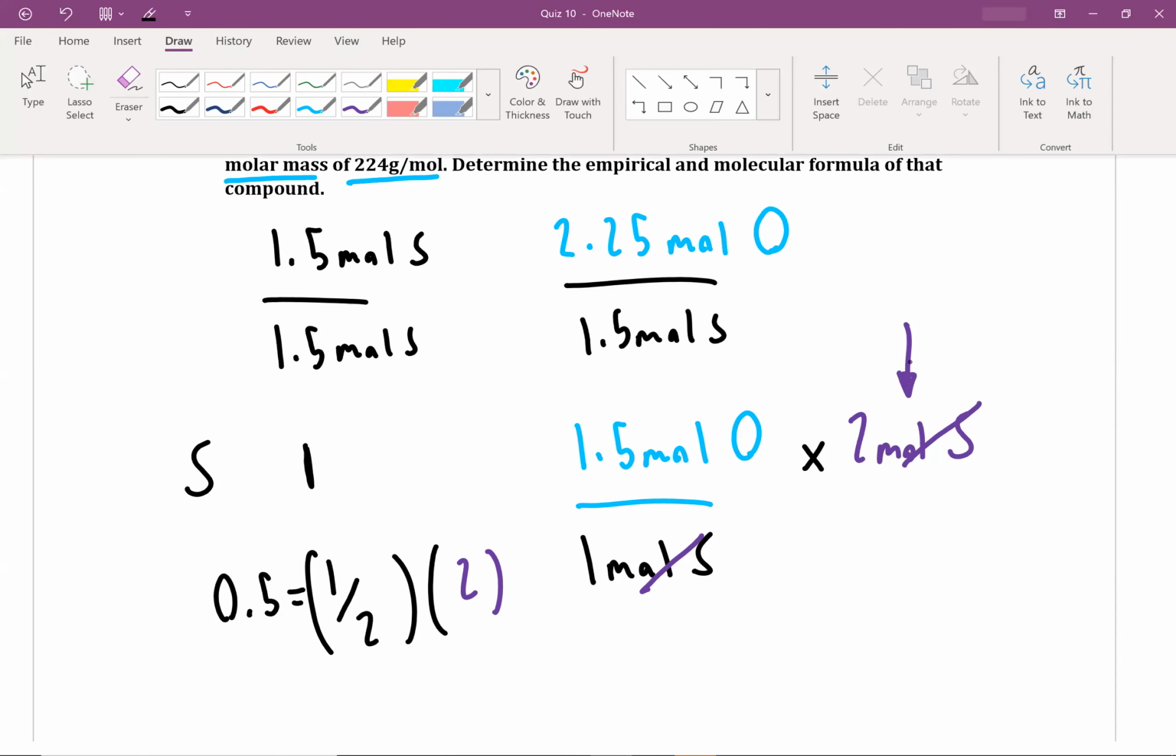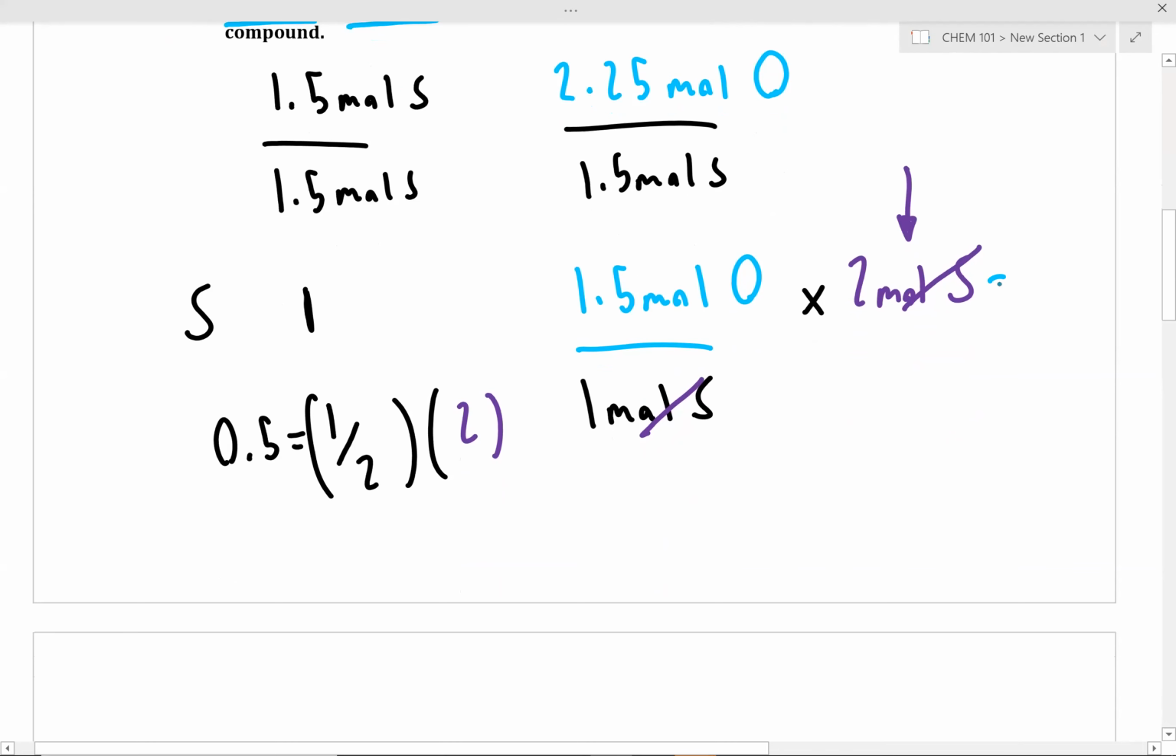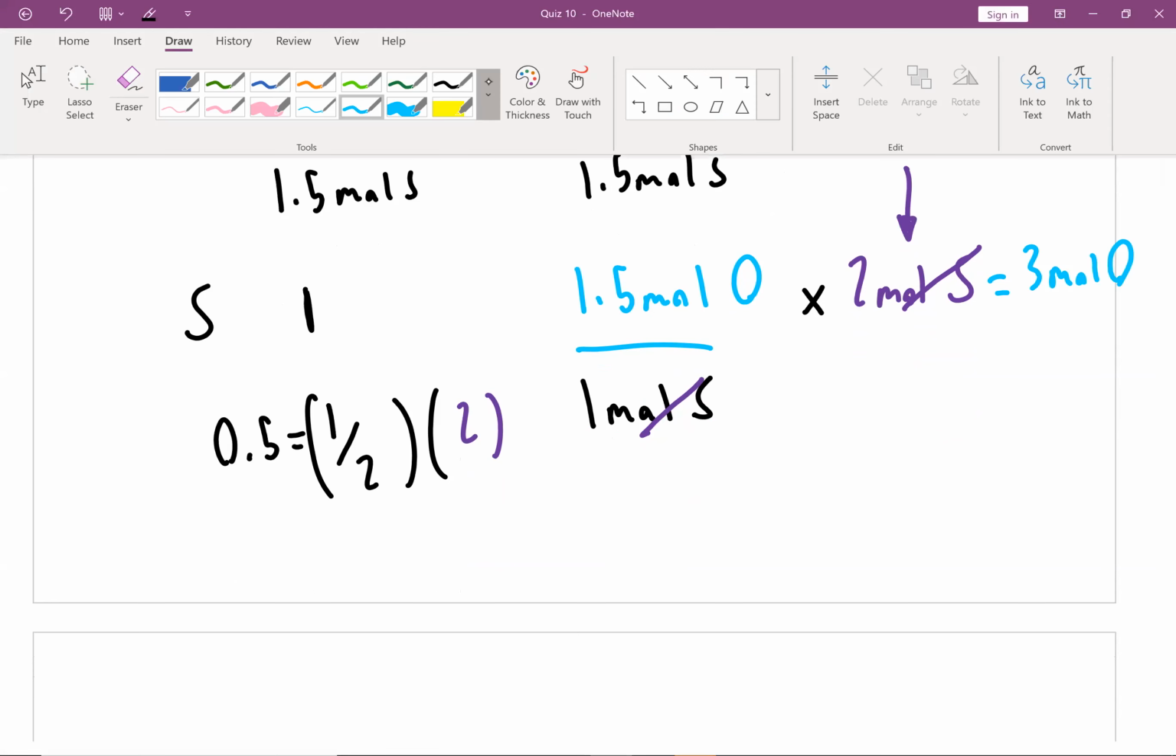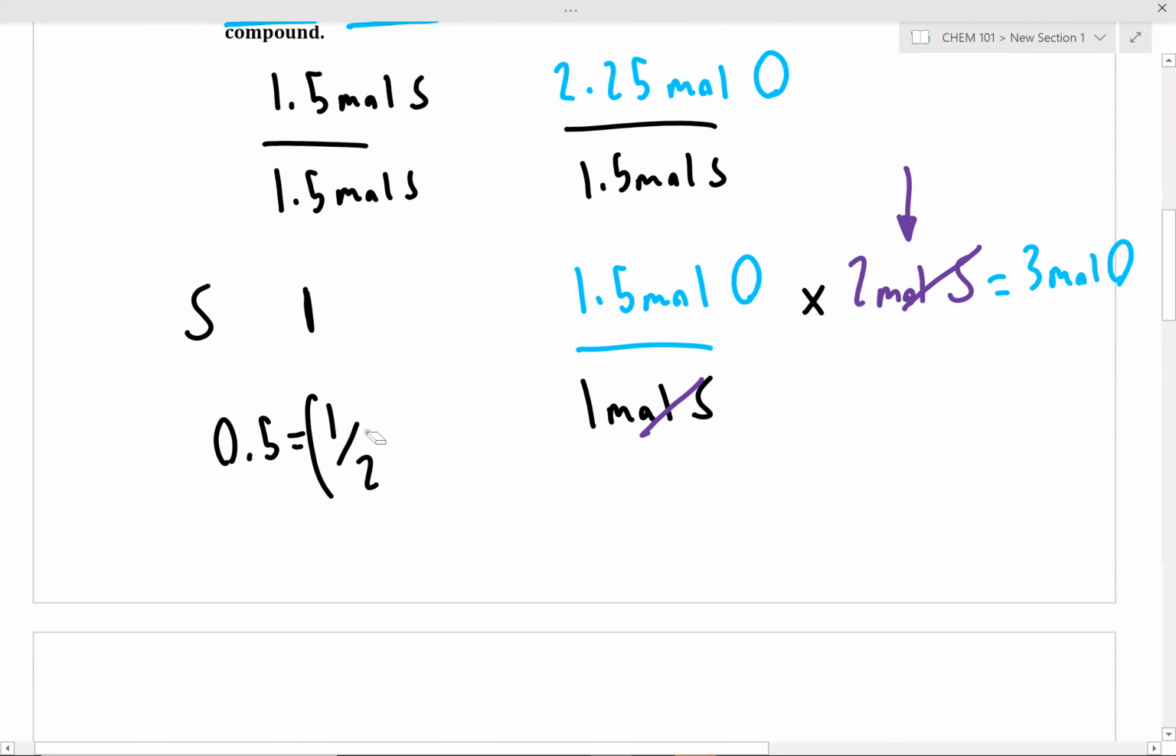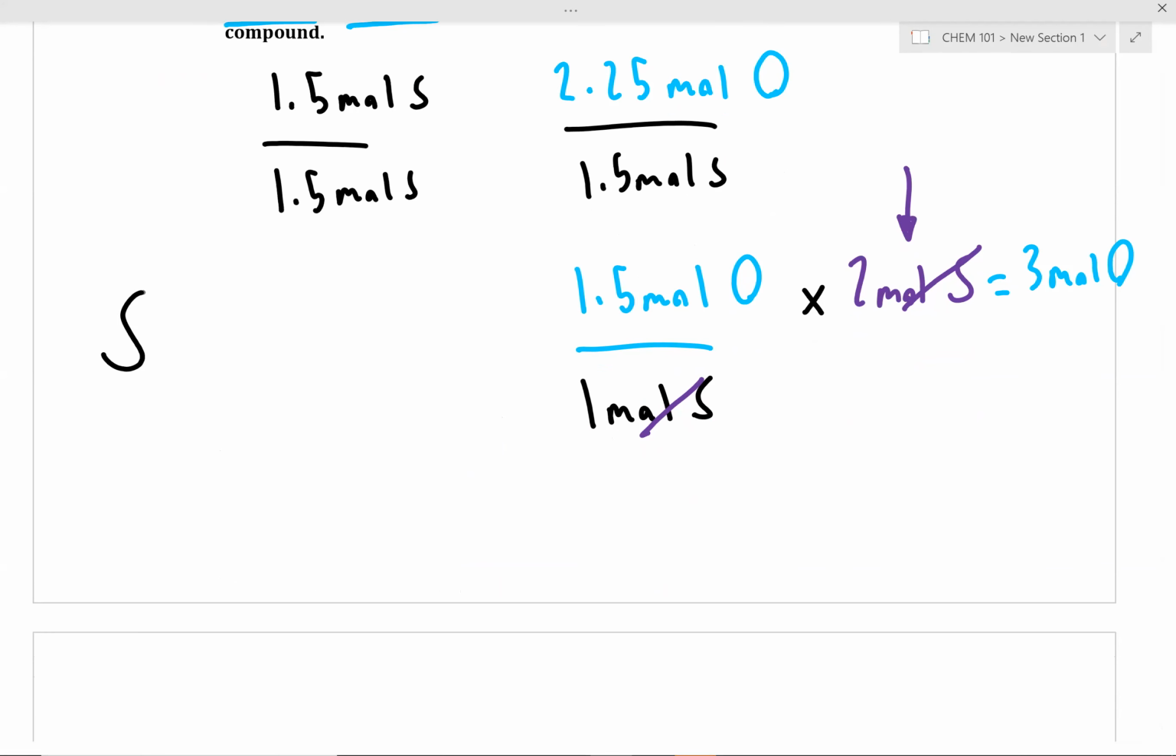Okay, so in the end, after taking 1.5 times 2, we end up with 3 moles of oxygen. So our ending formula at the end of all of this, let's now write it down. How many sulfur atoms do we have? What did we choose for our moles of sulfur? 2. So this is S2. And then how many moles of oxygen did we calculate in our mole ratio? 3. So it's S2O3. Now, we aren't done.